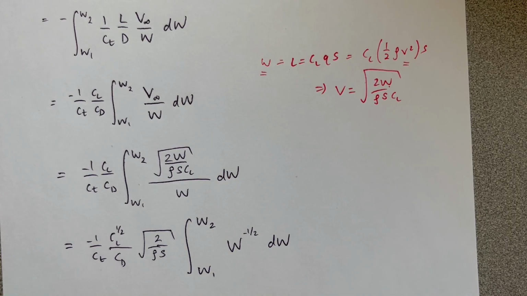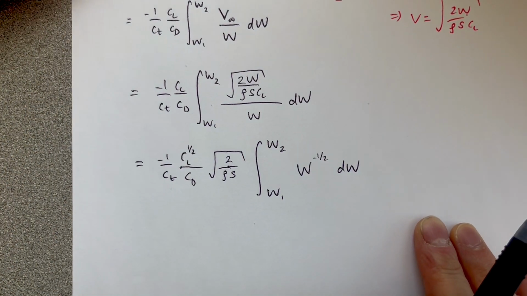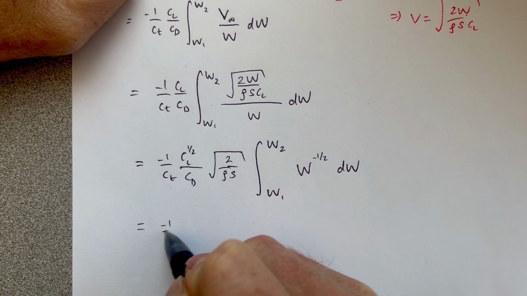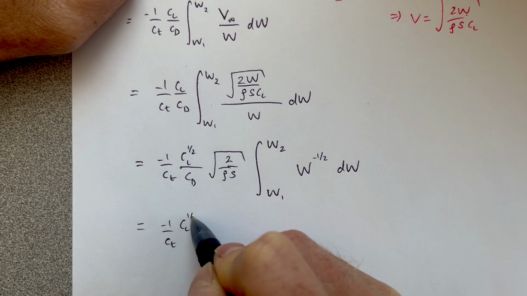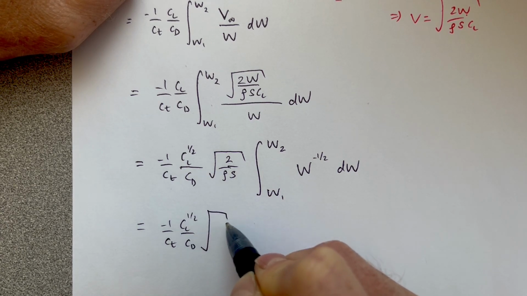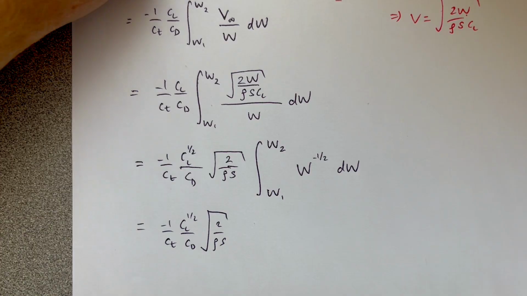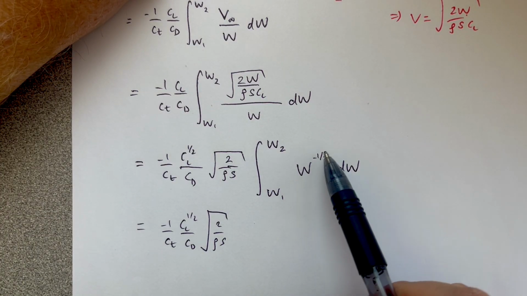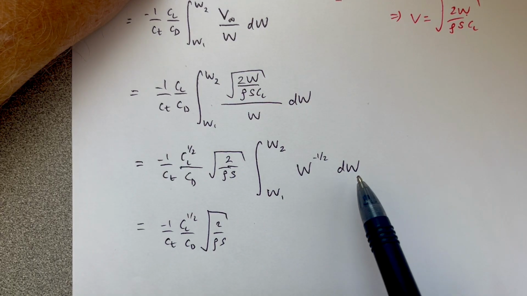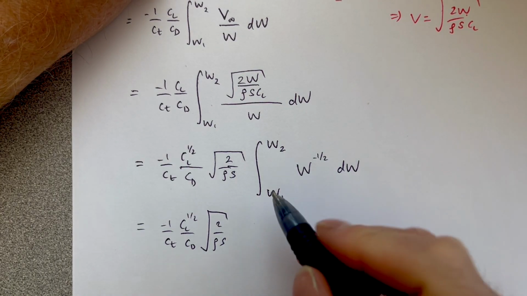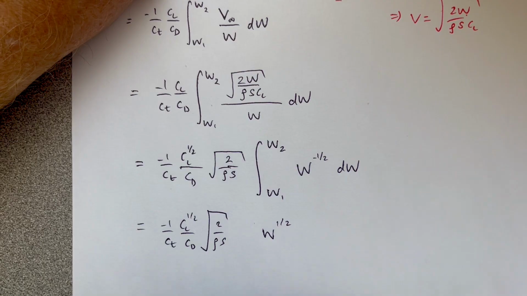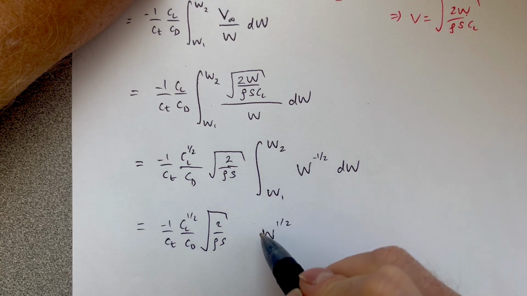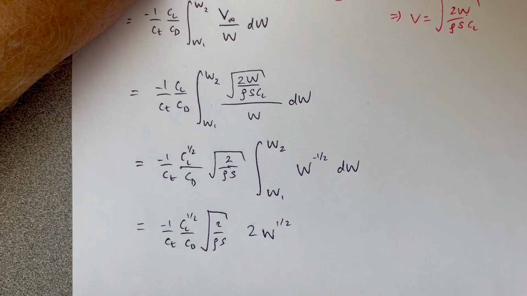So finally, we're in a position now that we can actually go ahead and perform this integration. It should be straightforward now, so let's just do that real quick. 1 over ct, let's copy this stuff down at the front, 2 over rho s. Then the integral of w to the negative half with respect to w: add 1 to the power, divide by the new power. Divide by a half, so like that.